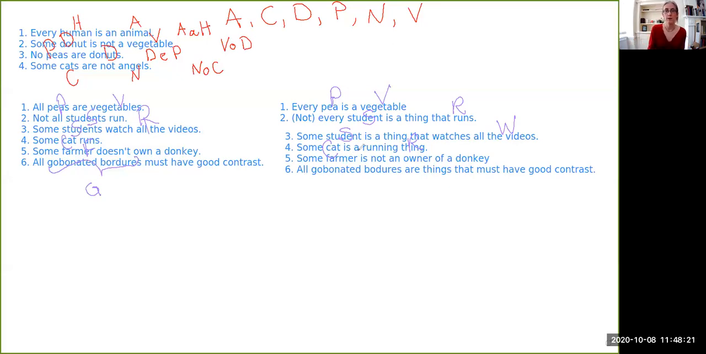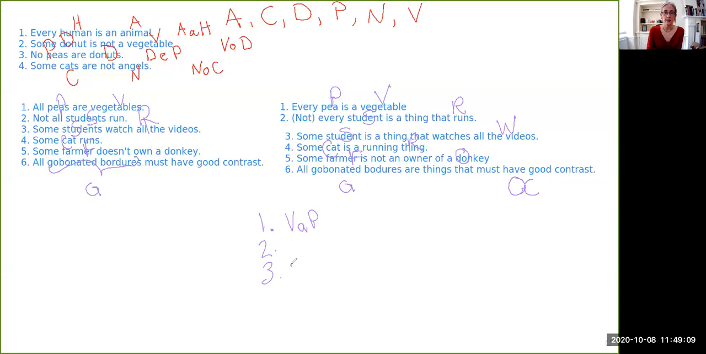Then we have our farmer, and then we have our donkey owner, our gobbinated bordure, and let's use that symbol, OC, for good contrast. Anyway, once we have these letters, then it's just a matter of identifying the categorical structure of each of these. So number one is again a universal affirmative. So we have V, A, P. Number two, I'll bracket that for now. We'll come back to that tricky little not.